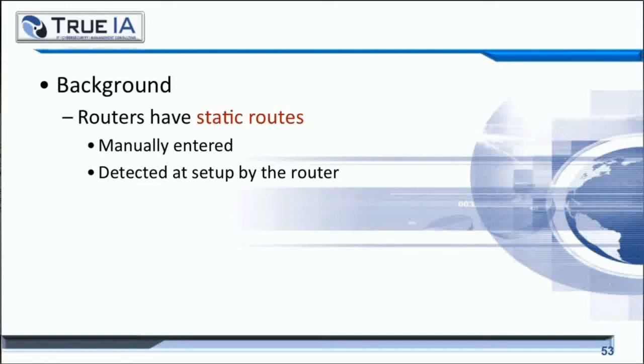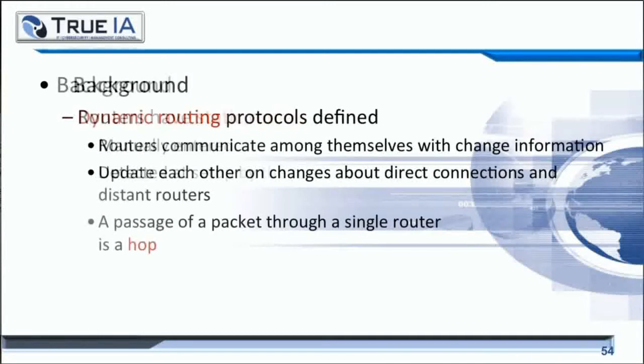So understand, we've talked about the routing table in your routers, and all routers have what's called static routes. These can either be manually configured or auto-detected at setup on the router. With dynamic routing, now there are different protocols involved. Routers communicate among themselves with change information. They update each other on changes about direct connections and the distance to the next router.